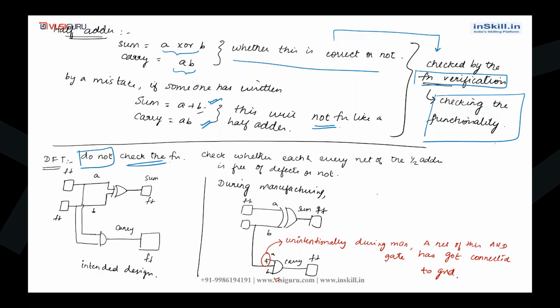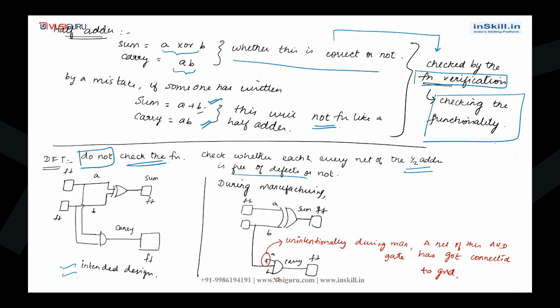We check whether each and every net of the half adder is free of defects or not. So this is what is our intended design.